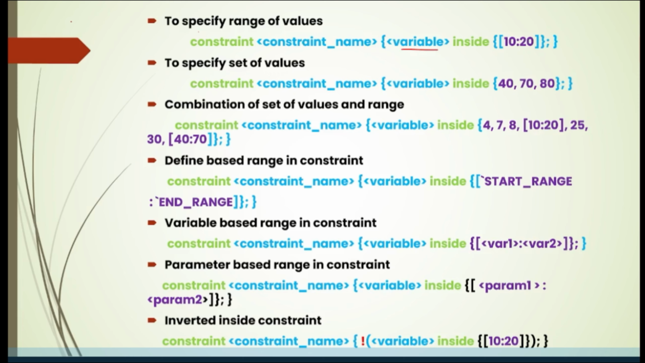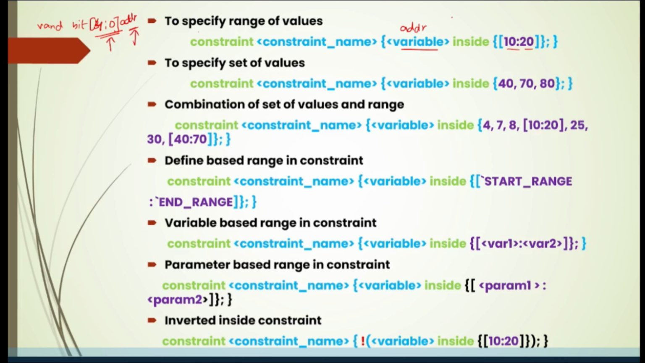For example, from what we discussed previously, rand bit [4:0] address. So this is my declaration of my variable, and here the variable is nothing but address. Address inside 10 down to 20 means that whenever you randomize this address, it will produce values only within 10 and 20 itself.